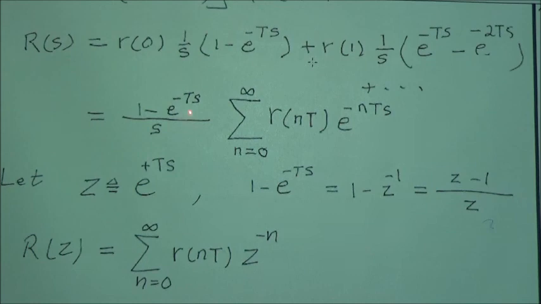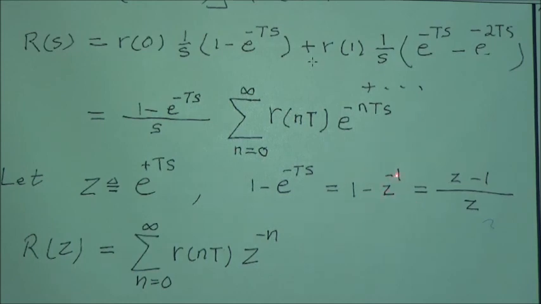Anyhow, e to the minus Ts, according to this definition, is now z to the minus 1. So here you get 1 minus z to the minus 1. And if I collect terms, I would get z minus 1 over z. Okay? That gives you one zero at 1 and one pole at 0. That's what this will give you, this pole.